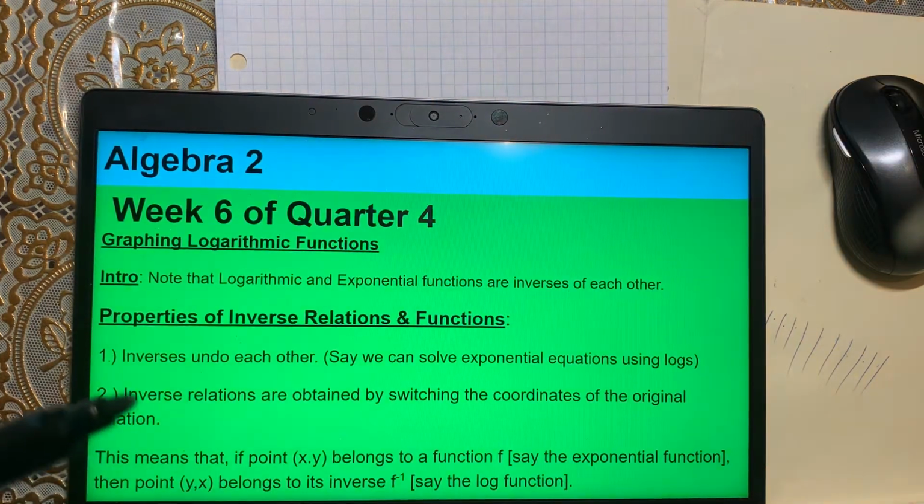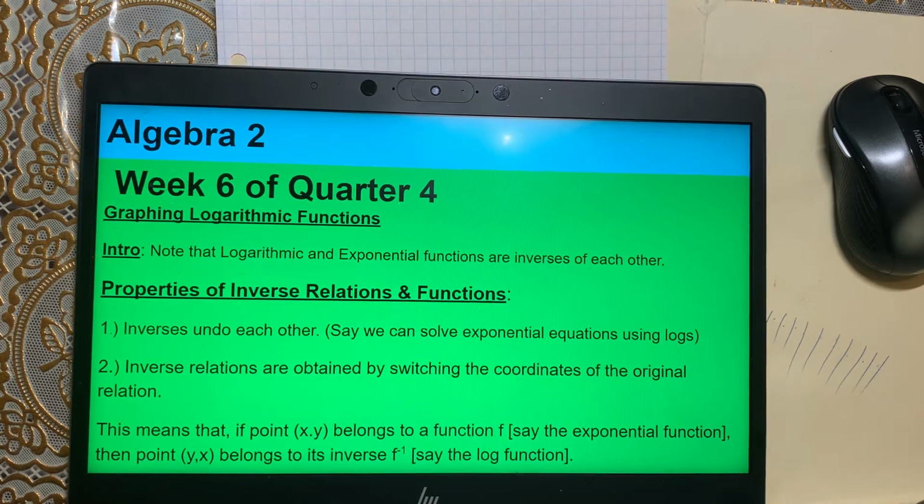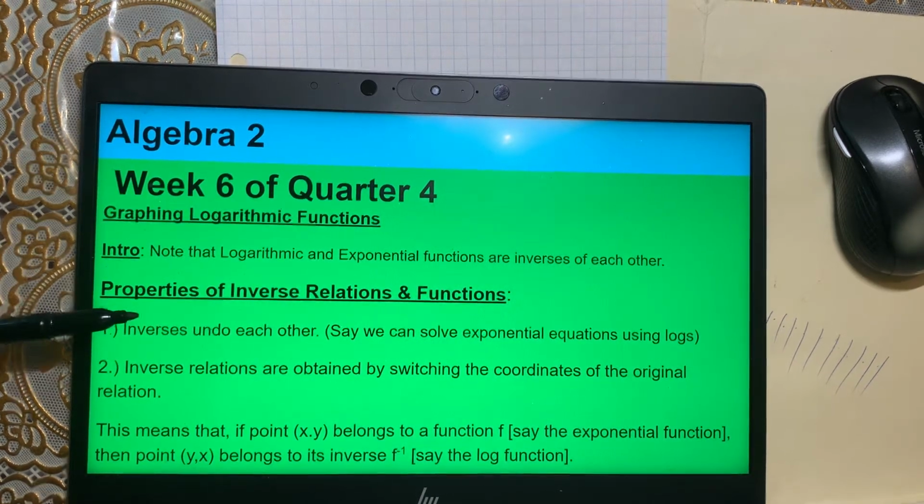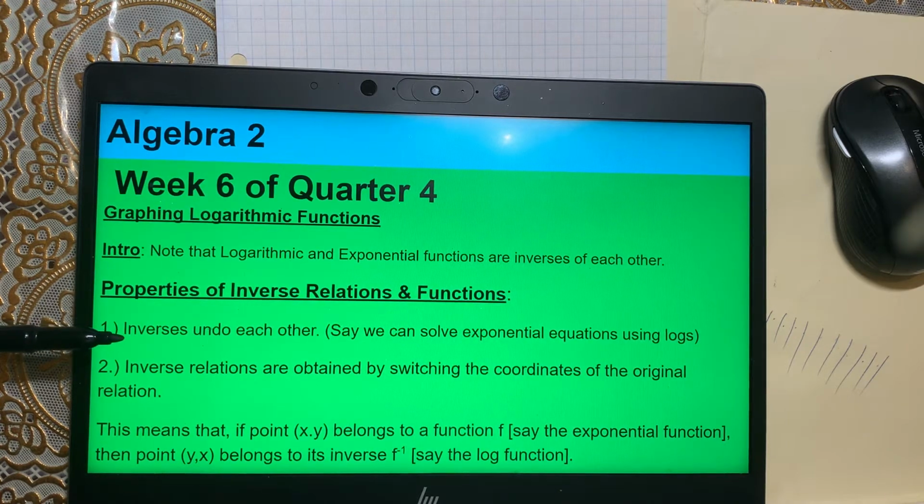Okay, let's go to today's lesson, which is graphing logarithmic functions. We need to remember logarithmic and exponential functions are inverses of each other. Inverse functions or relations have different properties. The first property is that inverses undo each other, so we can solve exponential equations using log functions. The second property is inverse relations are obtained by switching the coordinates of the original relation.